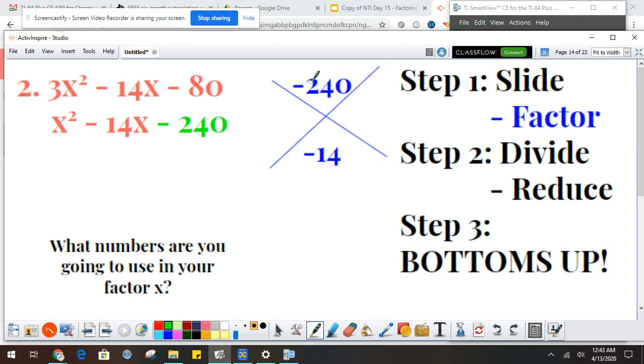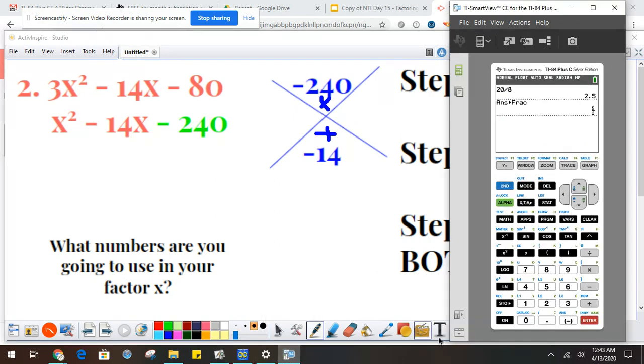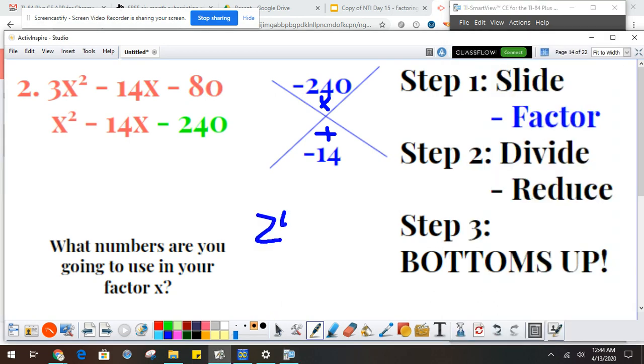-240 goes at the top. I want to find two things that I can multiply to get -240. And I want to also be able to add those two things to get 14. Since 240 ends in 0, I'm thinking 10 times something. So I'm going to pull up my calculator and figure out what 240 divided by 10 is. 240 divided by 10 is 24. So I know that I can use 24 and 10 to get 240.